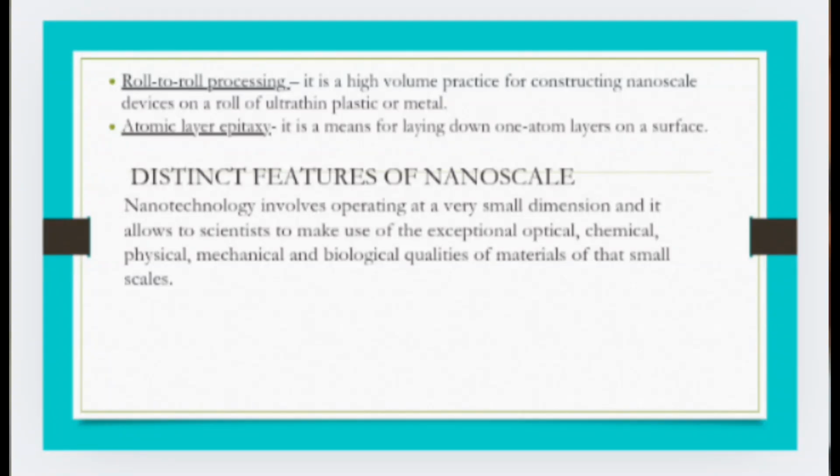So my topic is all about distinct features of nanoscale. Nanotechnology involves operating at very small dimensions, and it allows scientists to make use of the exceptional optical, chemical, physical, mechanical, and biological qualities of materials at that small scale. So what does that mean?